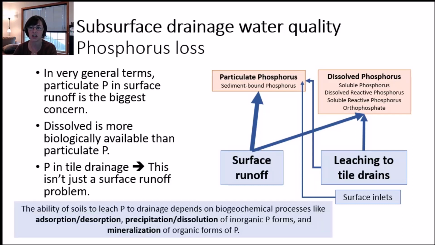For subsurface drainage in particular, the ability of a given soil to leach phosphorus to subsurface drainage pipes depends on biogeochemical processes in the soils. Things like adsorption, desorption, precipitation or dissolution of phosphorus in the soil, and mineralization of organic forms of phosphorus. Those are processes that are happening in the soil.